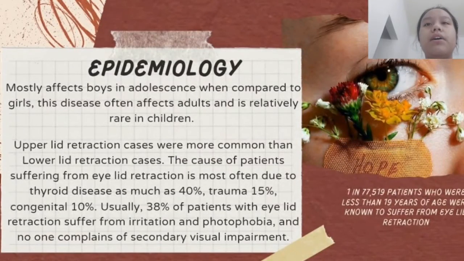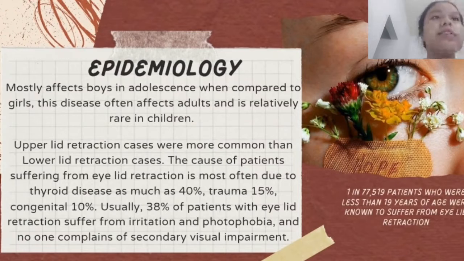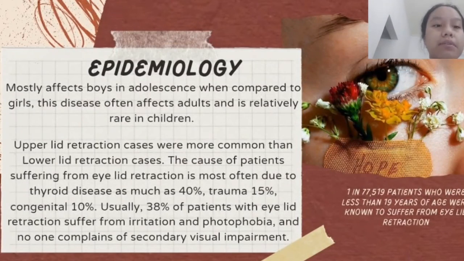The cause of patients suffering from eyelid retraction is most often due to thyroid disease as much as 40%, trauma 15%, congenital 10%. Treatment with surgery proved that 17 of 62 patients will experience good progress, up to 94%. Usually 38% of patients with eyelid retraction suffer from irritation and photophobia, and no one complains of secondary visual impairment. Maybe that's it for me. This presentation will continue by my friends. Thank you.